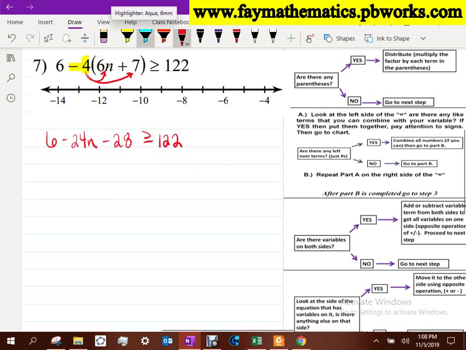So now, the next step says, look on the variable side, look for like terms. Or the left-hand side, I guess, look for like terms. Would you agree that that is the highlighting of like terms? Yes. Okay? So then I got 6 minus 28. What's 6 minus 28? Negative 22. Okay? Then minus 24n greater than or equal to 122.